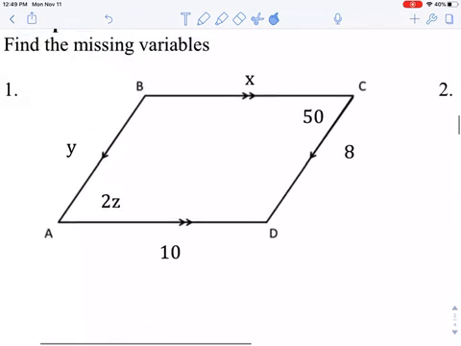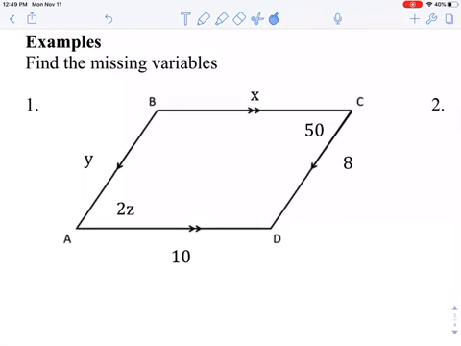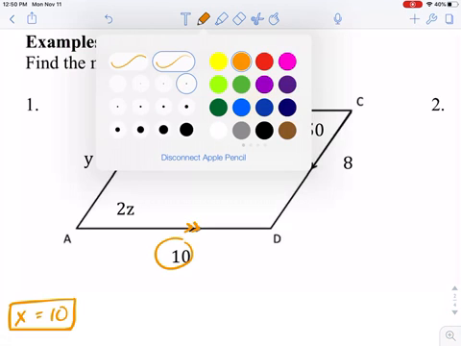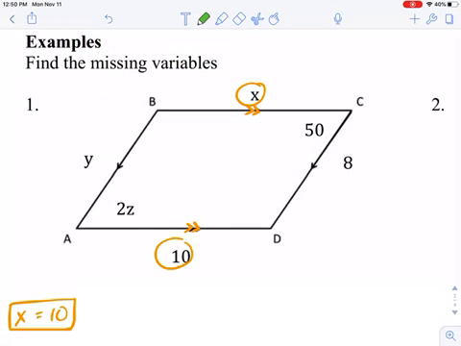It says find the missing variables. And what I'm going to notice right off the bat is that indeed this is a parallelogram. You can see the marks for parallel. And we know in a parallelogram that opposite sides are the same length, which means that x and 10 are the same length. So I can say that x equals 10. That's my first variable that I figured out. Okay, next, I can look at another pair of opposite sides.